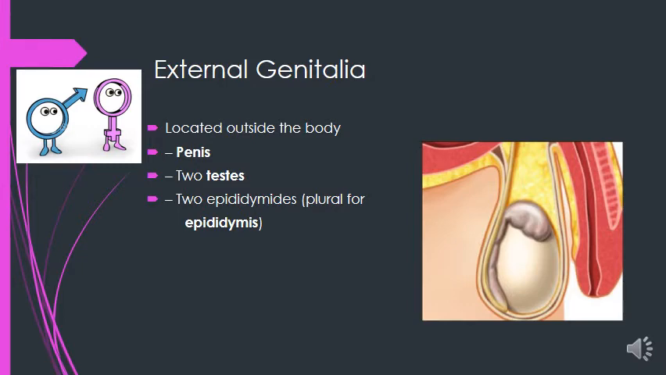Okay, next we have external genitalia. These are located outside the body, and what are they? They are penis, two testes, and two epididymis. These are the organs which are present outside the body, and these are very useful in the formation of sperm. And due to their presence outside the body, they are very low in temperature in comparison to the normal body temperature. So these are known as external genitalia.